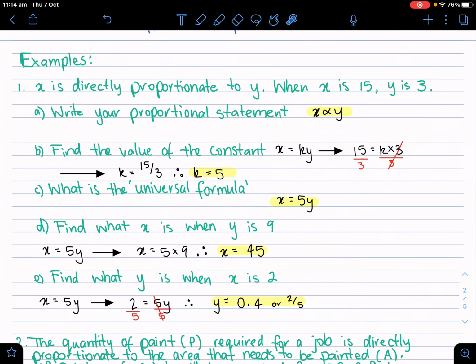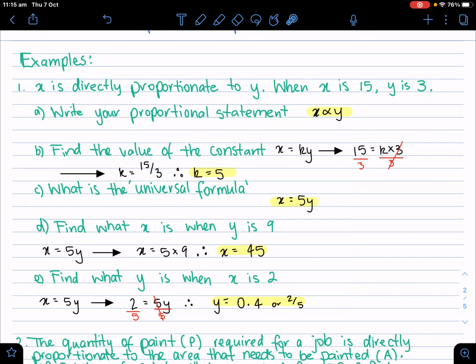Example 1 says that x is directly proportionate to y. When x is 15, y is 3. So the first step, if you go back to your steps that you should have written down, is write your proportional statement. Our proportional statement here is that x is directly proportionate to y, and it says that in the question. X proportional y.